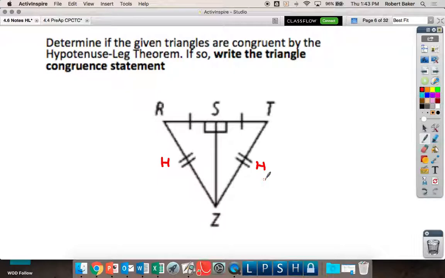And the last one is L. These are L's. So those two triangles are congruent by the HL shortcut. We must write a congruent statement. SRZ. Okay, that says right angle, across the short side, across the hypotenuse. So I must start at the right angle. STZ.